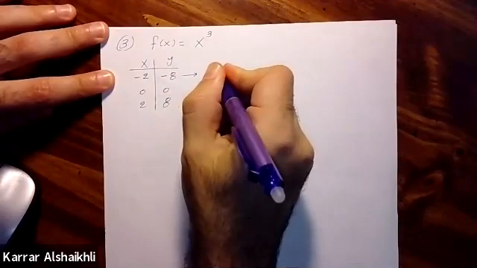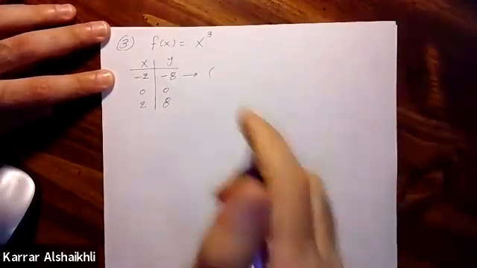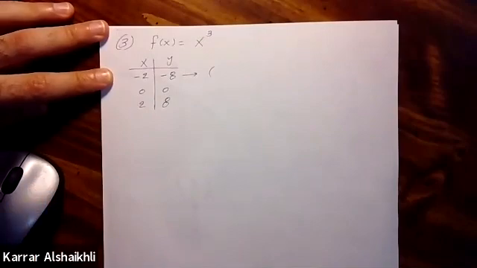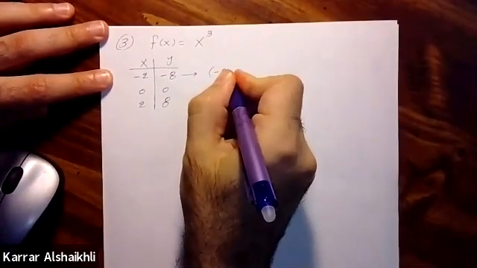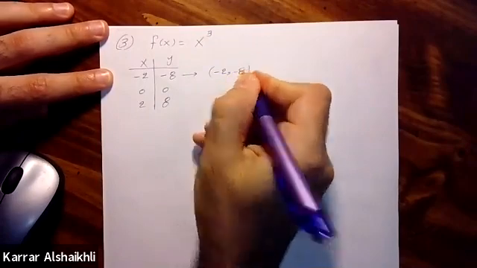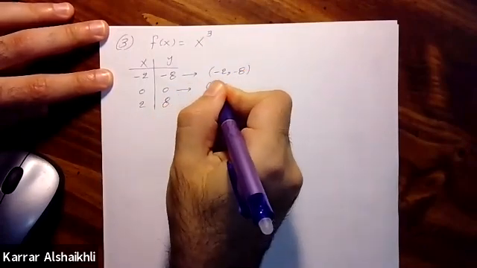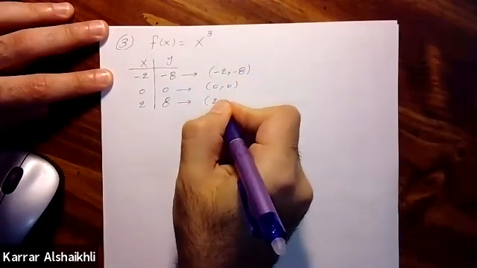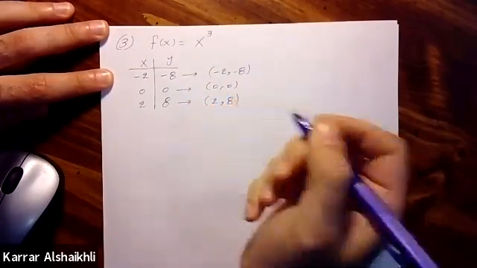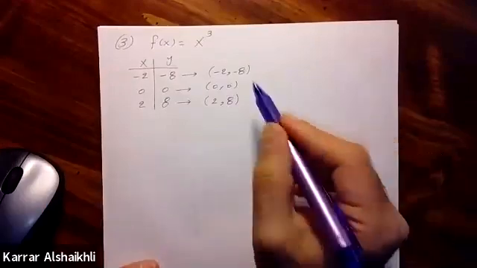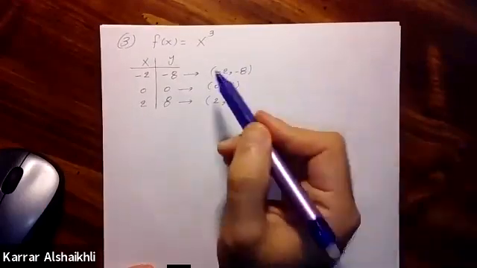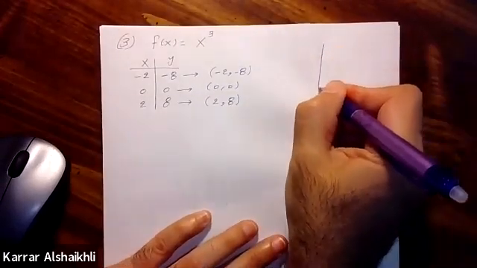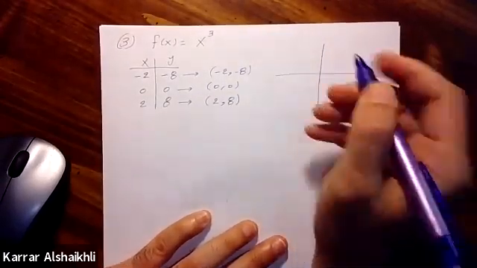Now we have 3 points: -2 and -8, 0 and 0, 2 and 8. Here's the point. We can graph these points to get the graph for x cubed. Let's see how the graph of x cubed is going to be.